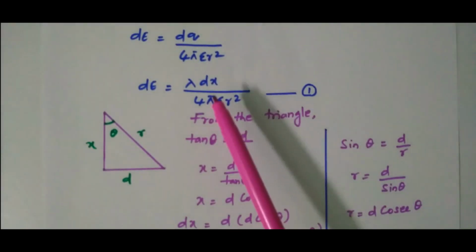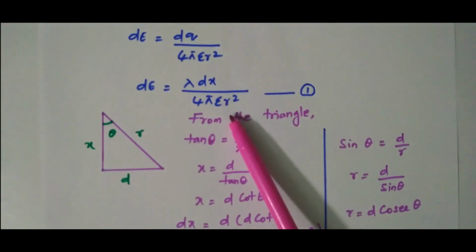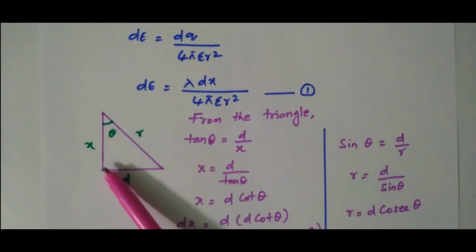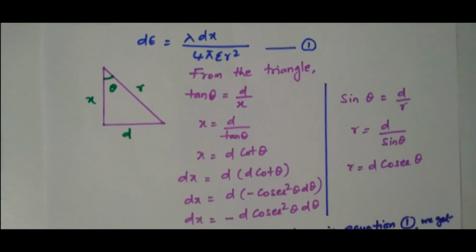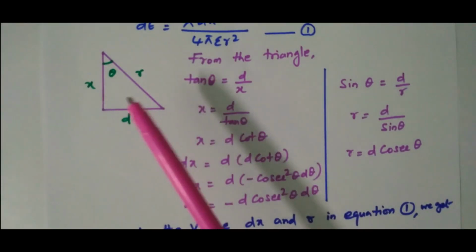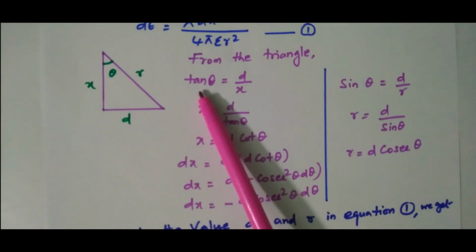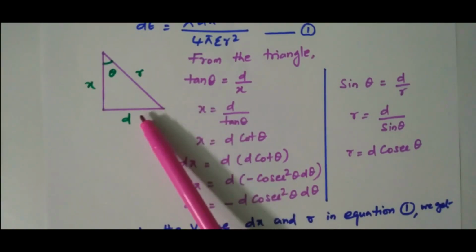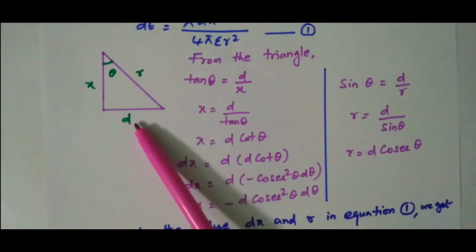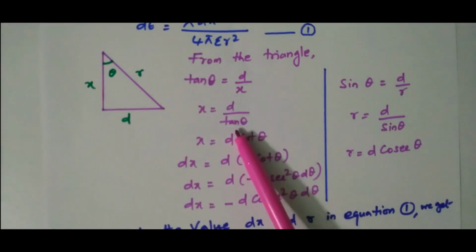Now we are going to find the dx and R values from this triangle, which we already discussed. In this triangle, the sides are x, d and r, and this is the angle theta. Find the expression for tan theta. Tan theta means opposite side by adjacent side, d by x, right? You exchange this value, so x equals d by tan theta. 1 divided by tan theta is cot theta, so x equals d cot theta.